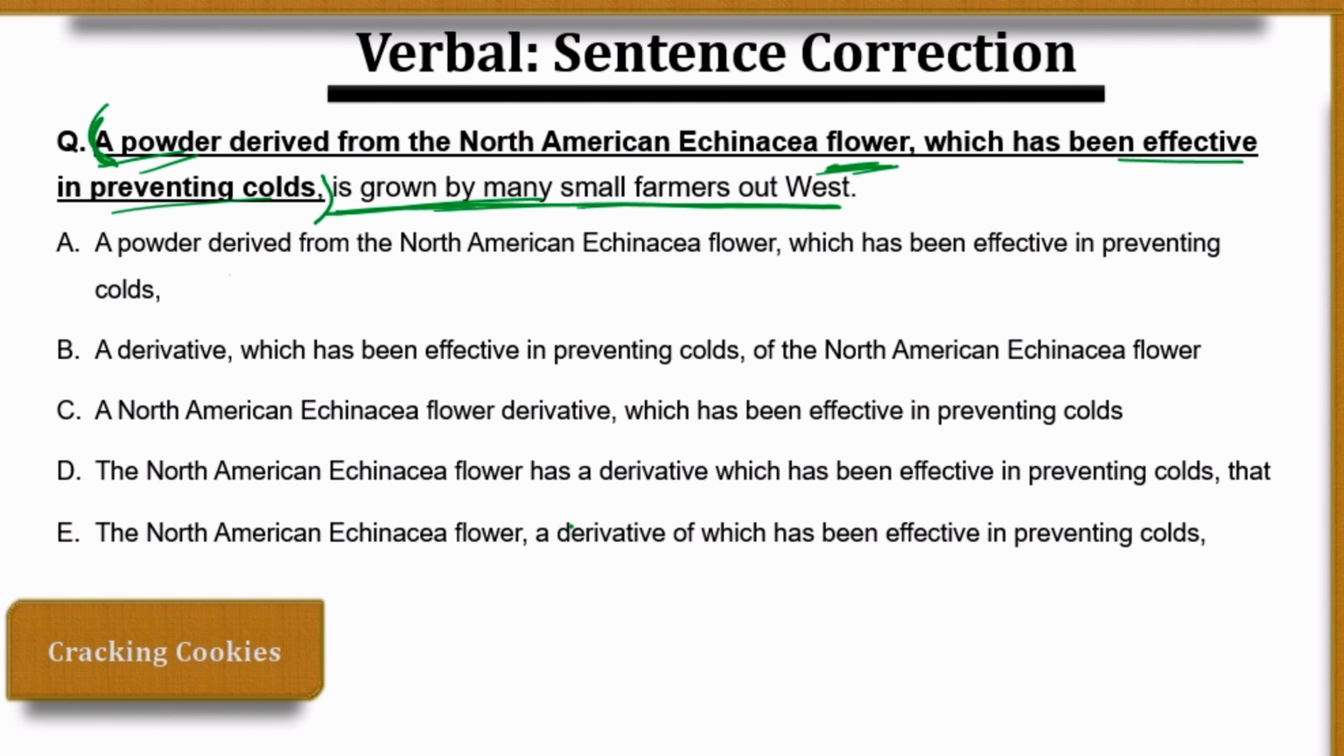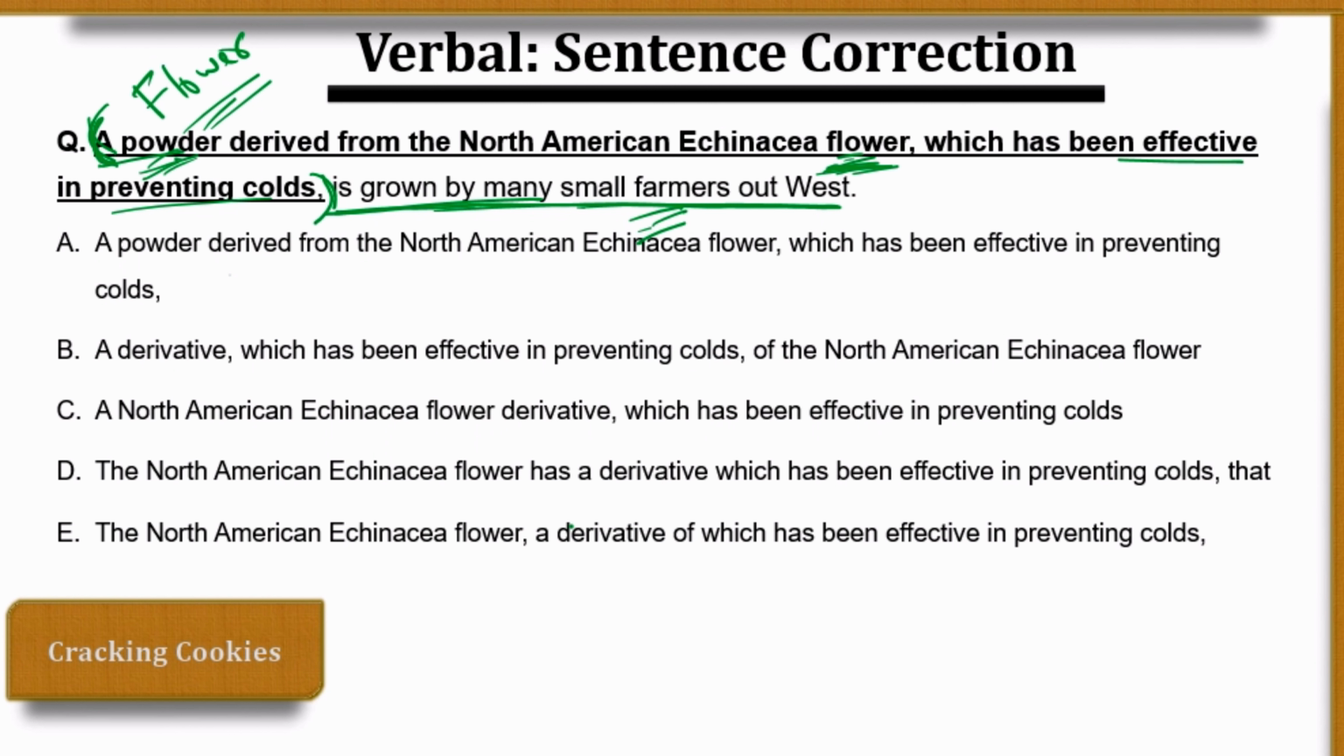The question can be, what actually do these farmers grow in their field? Is it the powder or the flower? The answer must be a flower, and the farmers do not produce or grow powder in their field. And we can get a message from the excerpt that this powder is actually derived from this flower, and the powder is effective in preventing colds. So we need flower as subject in this phrase. Okay, so let's go to check the options.